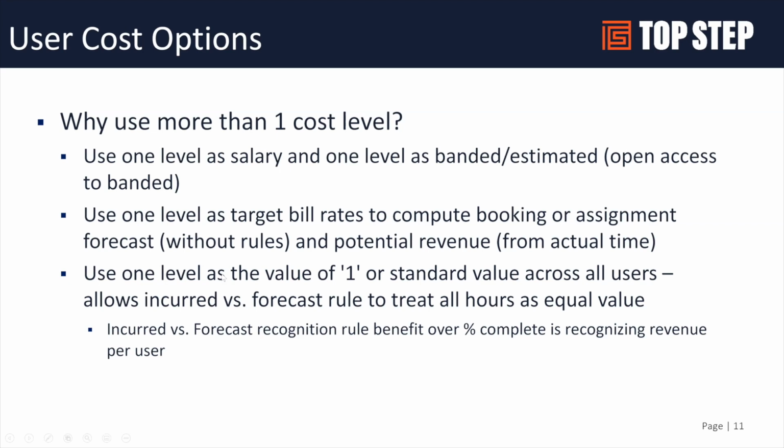Another use here is, for any of you using the incurred versus forecast rule, you'll know that it's a cost-based percent complete, but a lot of times they don't want the cost to actually be factored into the calculation. So what we've done there is we take one of the costs and we store $1 in the cost record. Then it becomes an hours over hours calculation for deriving revenue based on the different participants inside of the project. So that's another clever usage of cost levels.